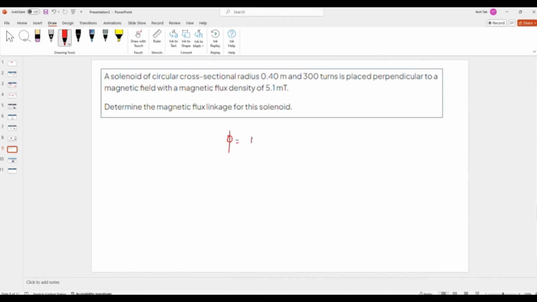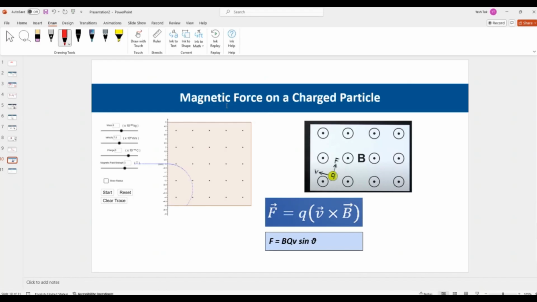Phi will become BAN. So B is 5.1 times 10 to the power minus 3, multiplied by area. Area will be that of a circular coil, right? So pi times 0.4 square, multiplied by number of turns. So the solenoid has 3 turns. If you do all that, you will get flux as 0.773 Wb.